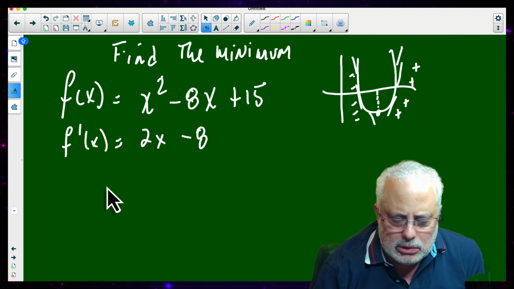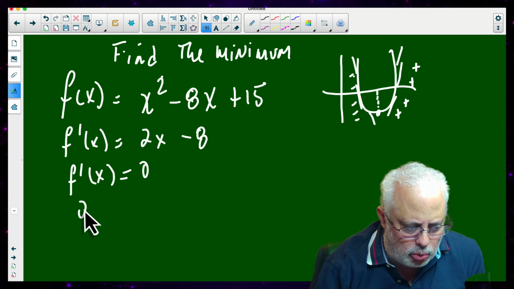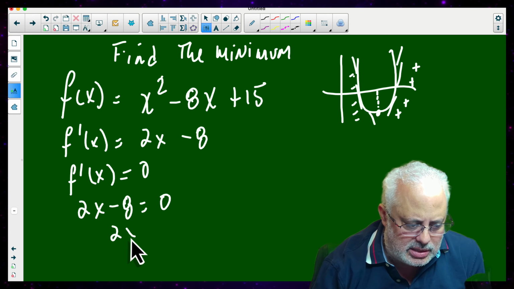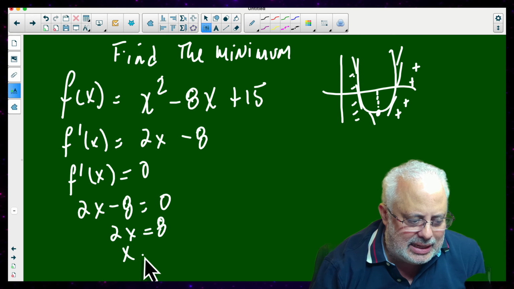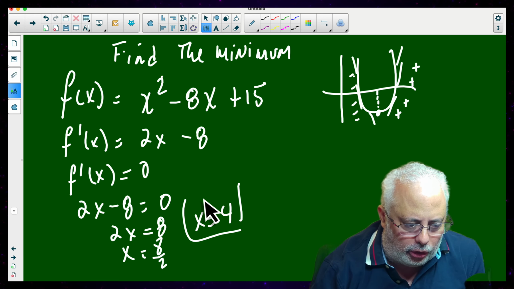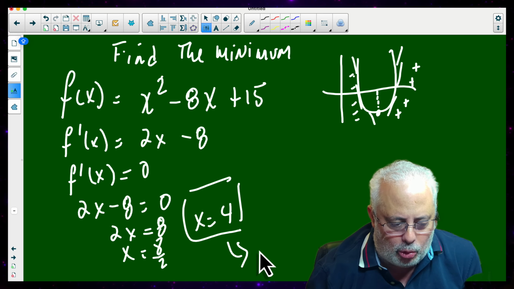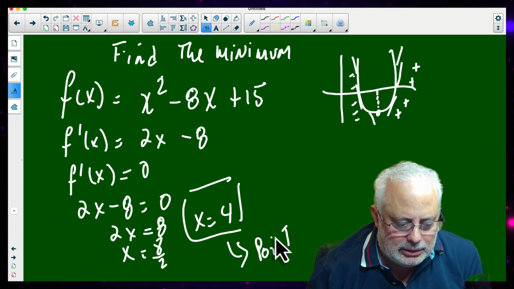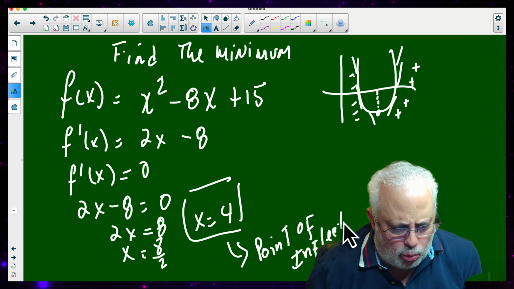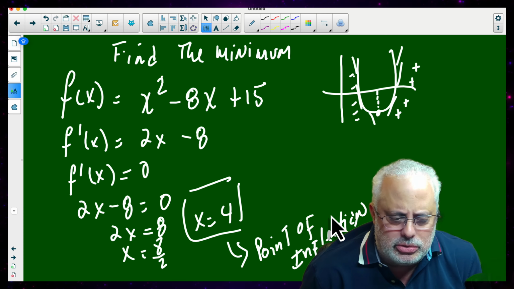And then we set our first derivative equal to 0. So 2x minus 8 equals 0, 2x equals 8, x equals 8 divided by 2, boom, x is equal to 4. This is the possible x-coordinate of the point of inflection. Simple as that. And we don't know anything about the graph. That's a point of inflection.